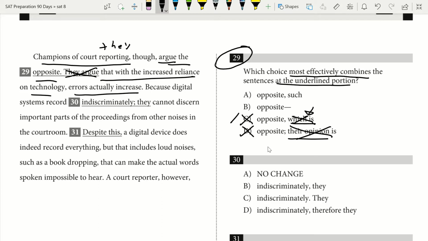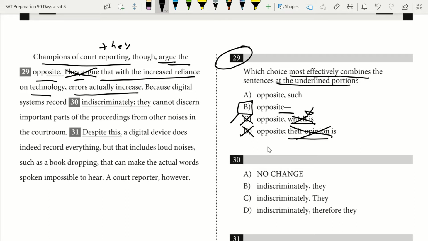Next, I look at A and I look at B. I see in B, I use a dash after the word opposite, and then I say exactly what it is explaining, right? Champions of court reporting, though, are you the opposite? Now I'm going to explain what that opposite is: that with the increased reliance on technology, errors actually increase. In that case, I'd be using an em dash and then providing an explanatory relationship, which is perfectly grammatically correct. So I know B will be my correct answer.